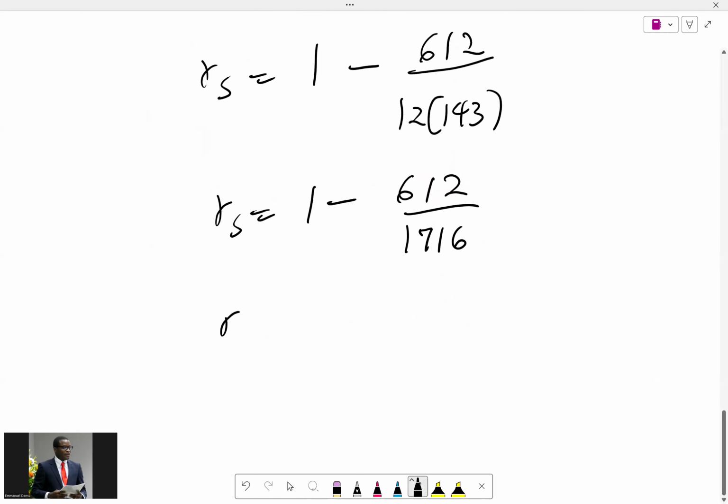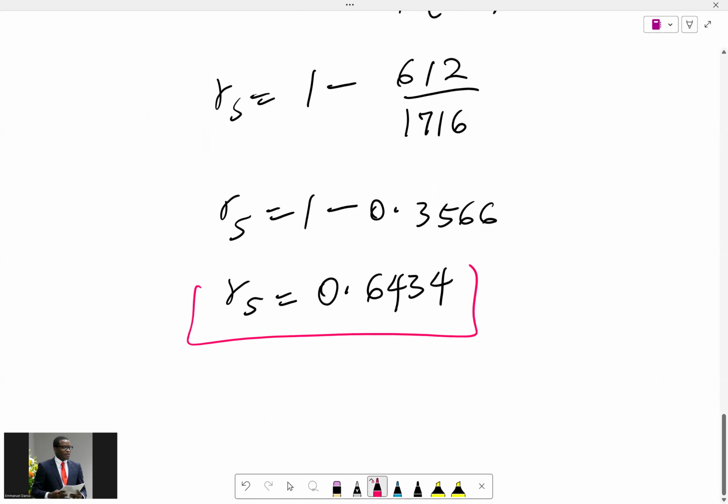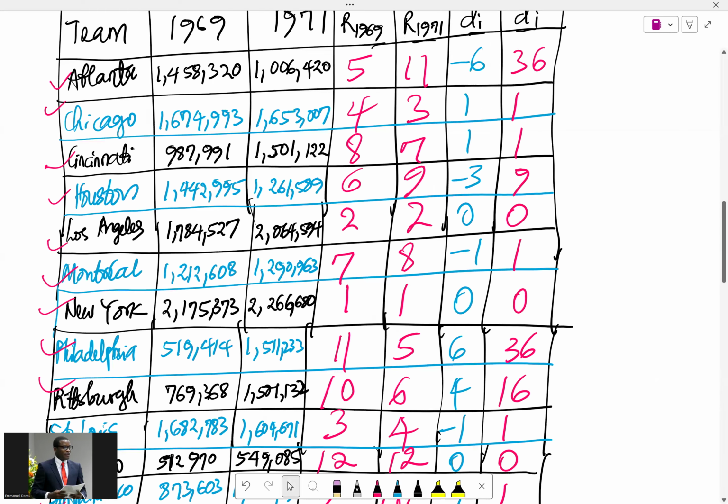1716. So that RS is equal to 1 minus 612 divided by 1716. That is 0.3566. So RS is 1 minus 0.3566, and that is 0.6434. Okay, so that means that the rank correlation coefficient is 0.6434. I think that's basically what we need. Yeah, that's what we need.